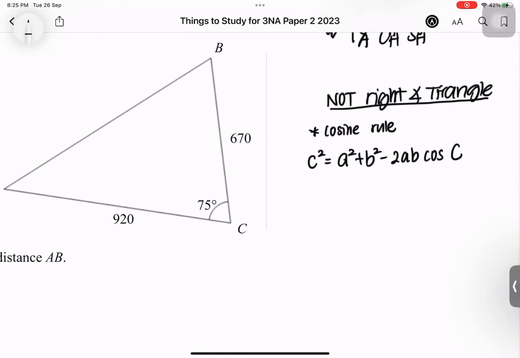Your formula page. Why Max? Why are you laughing already?